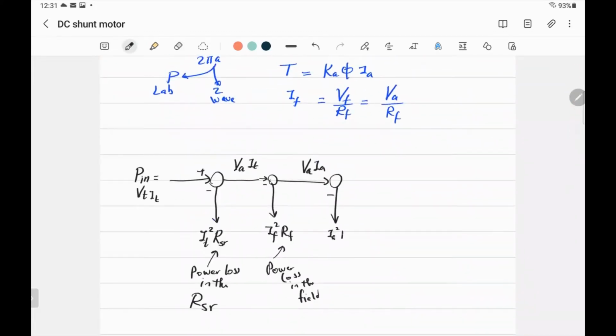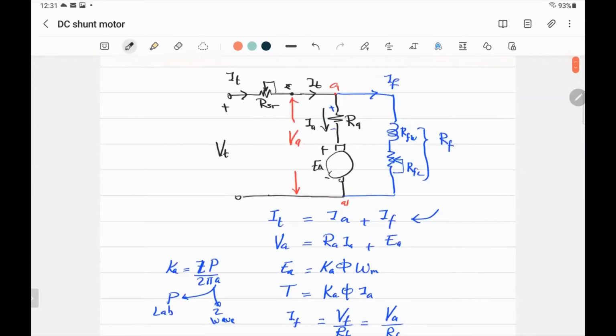IA squared RA. So what's left? EA IA, which is called developed power. That's the important thing. Once we reach here, are you going to use that power to convert it to mechanical energy? Then there is a shaft on the DC motor, and you have the load, and then it starts to rotate with omega. So we're going to have mechanical loss. We call it rotational loss.